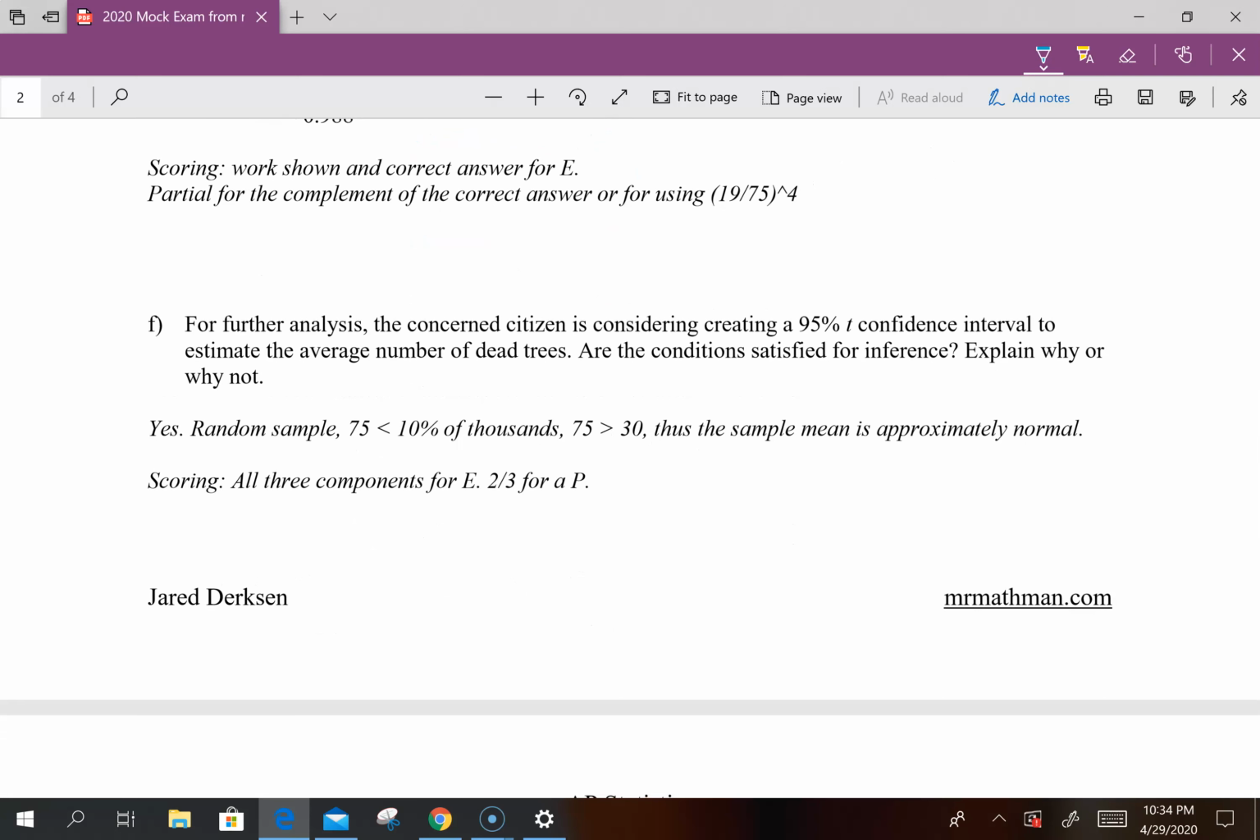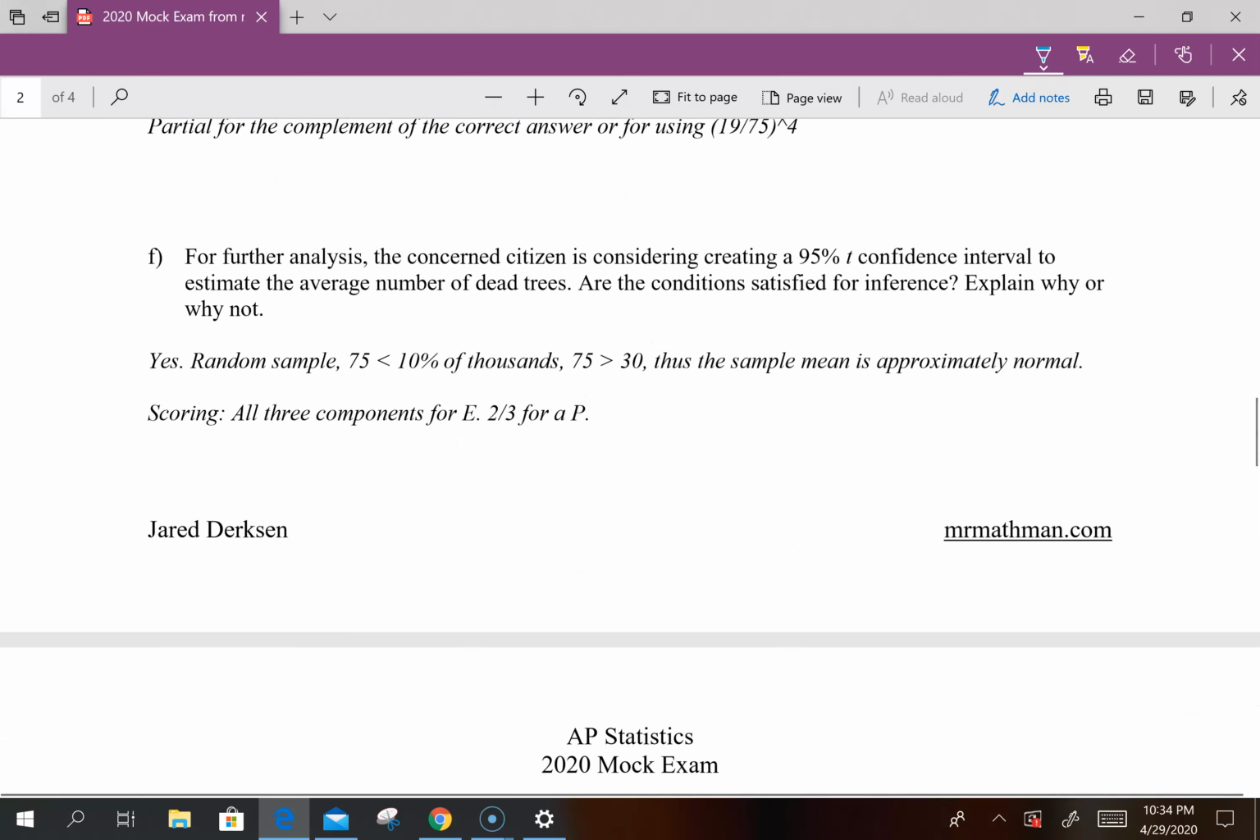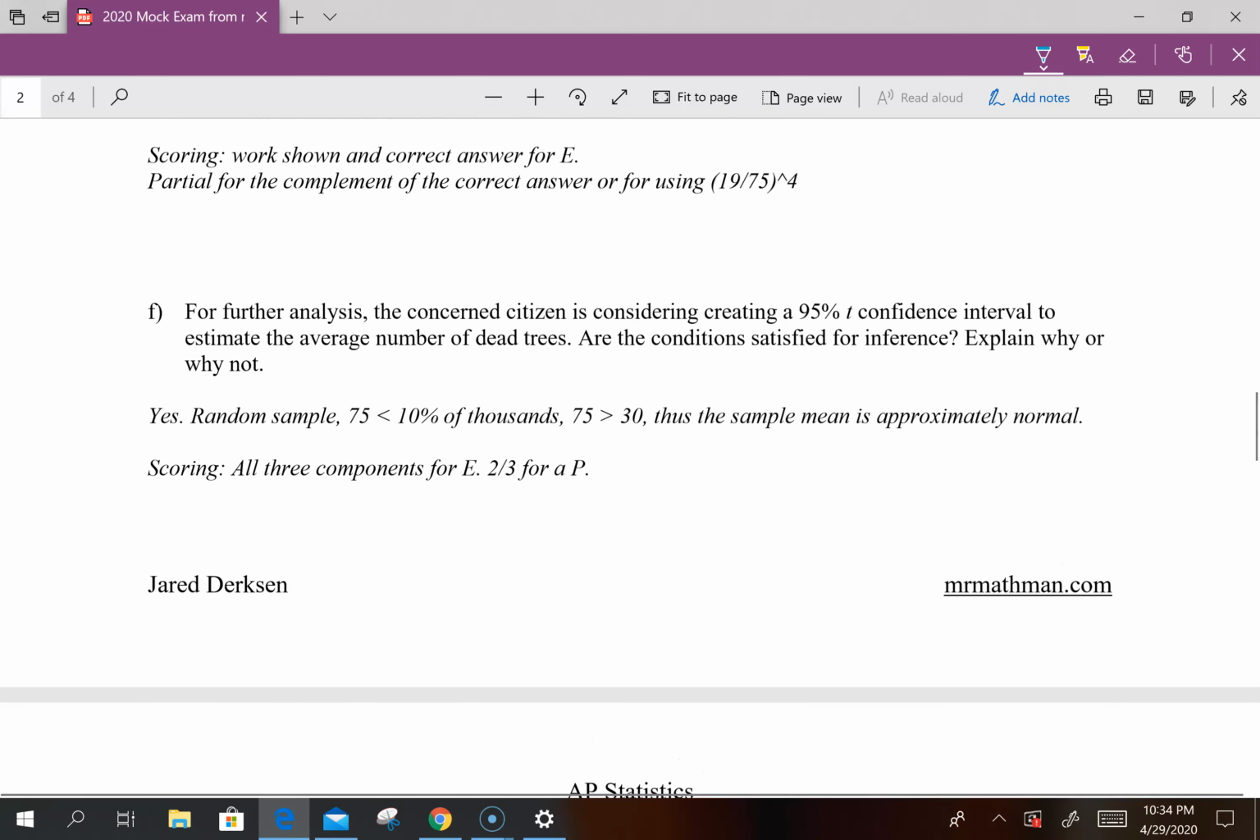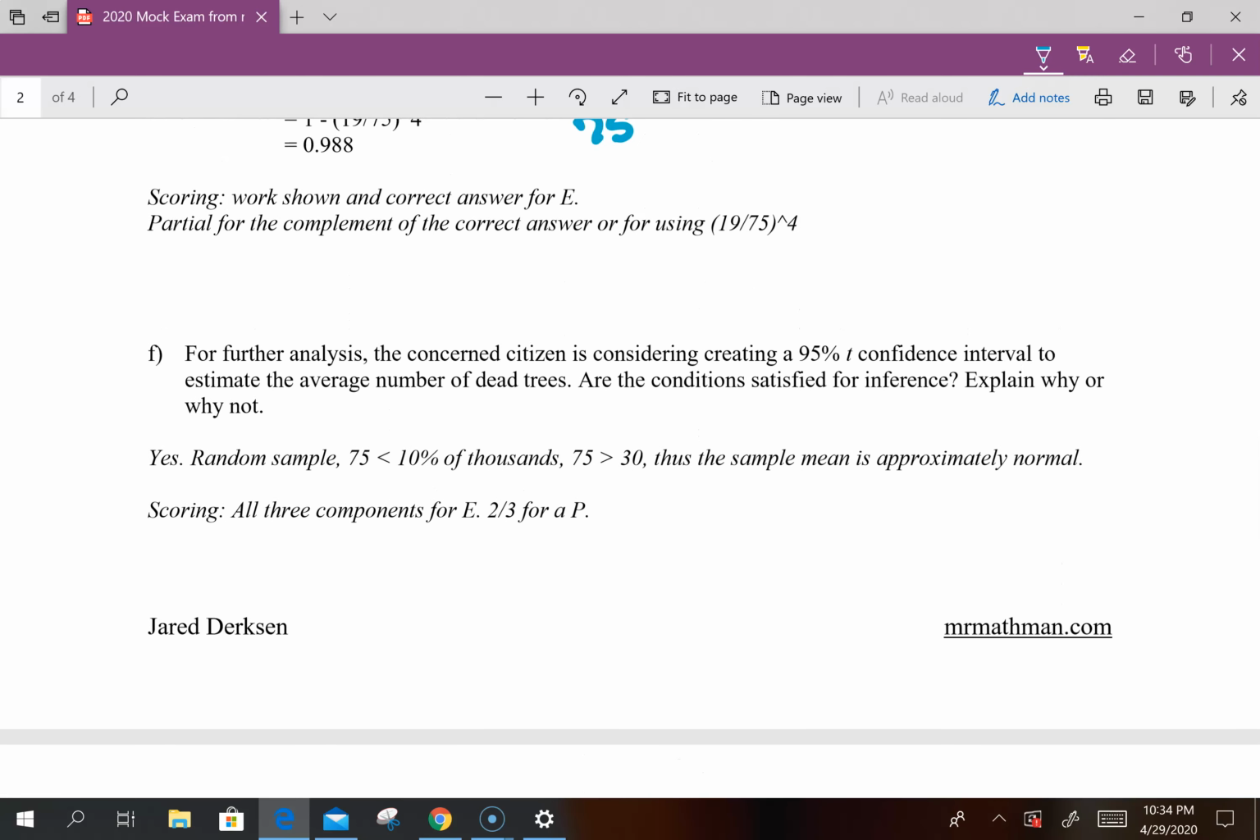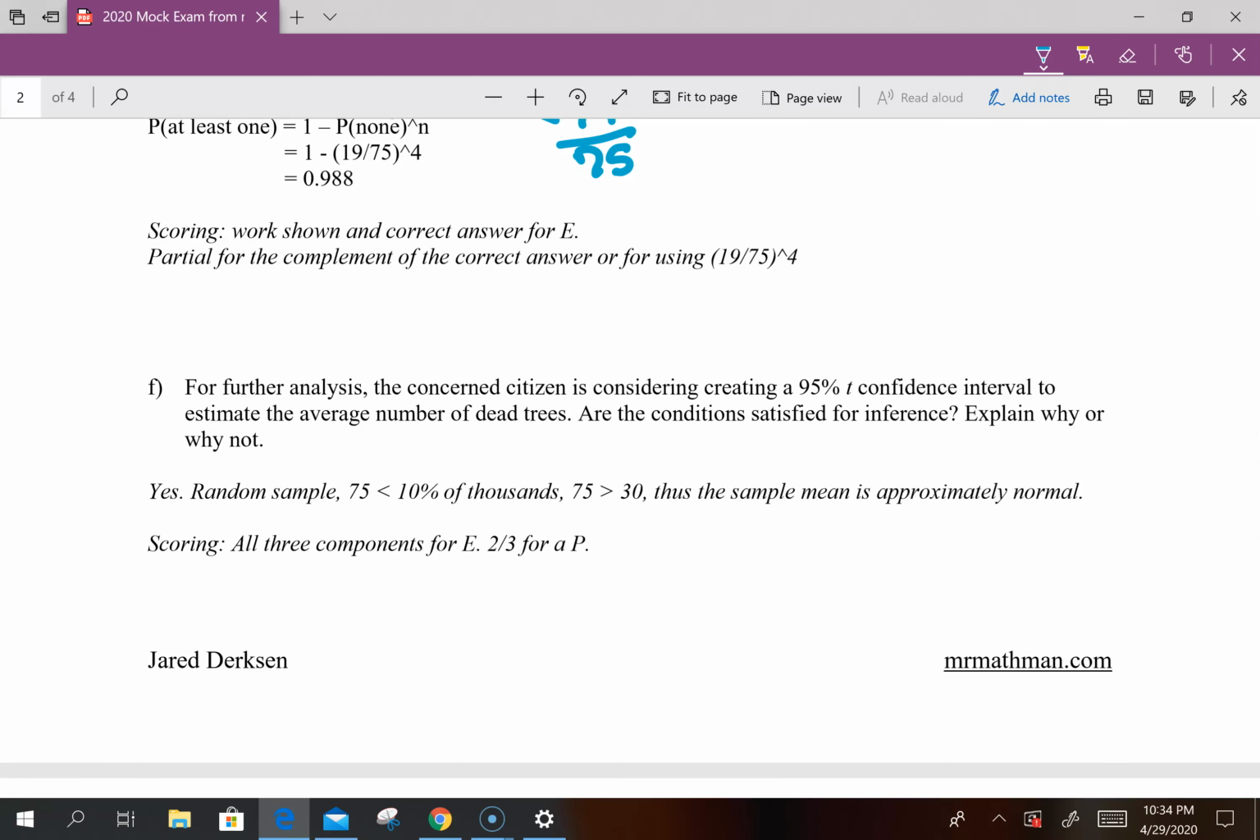All right, for letter F, for further analysis, the concerned citizen is considering creating a 95% confidence interval to estimate the average number of dead trees. Are the conditions satisfied for inference? Explain why or why not. All right, so they give you 2 hints.